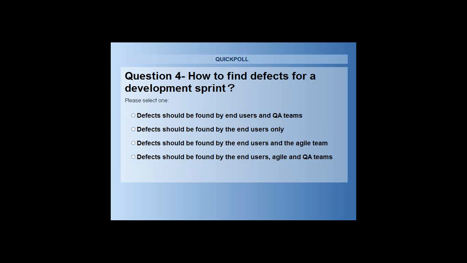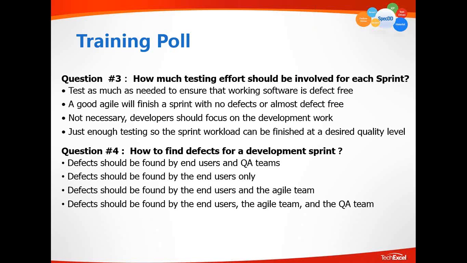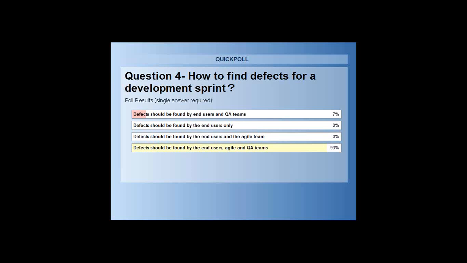Okay, so the answer to question number 4. I think people are still voting. How about we close it right now? Okay, so already 60% have voted, and so far 93% are answering the agile team, the QA team, and end users. So an agile team in a Scrum process, please don't forget, includes integrated QA members. So we'll continue now.